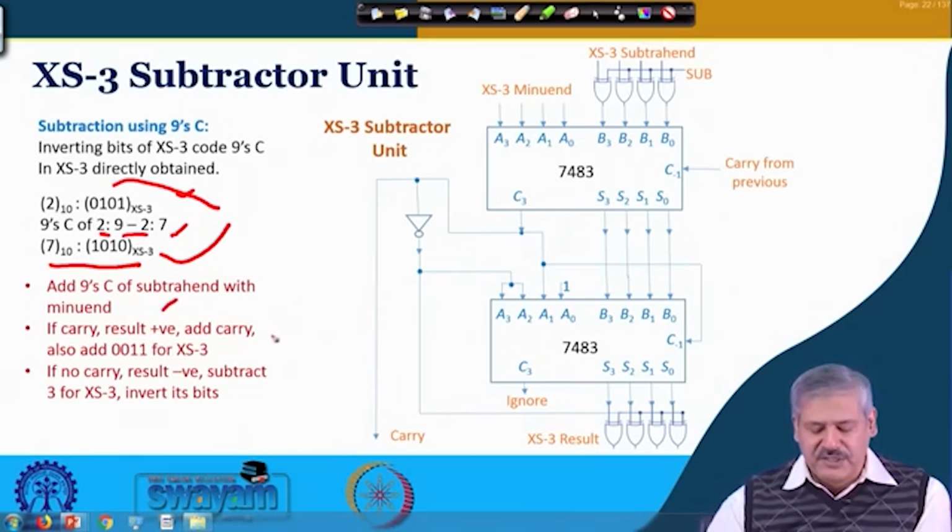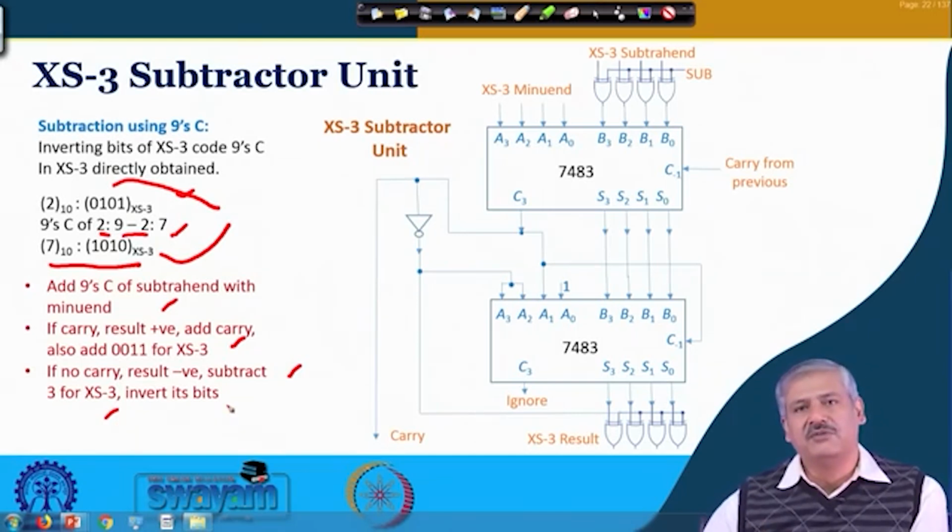If carry, result is positive, add carry. Also add 0 0 1 1 for XS3, because if we want XS3, we need to add this. If no carry, result is negative, and we have to subtract 3 for XS3, and we invert the bits, we get the result, okay.